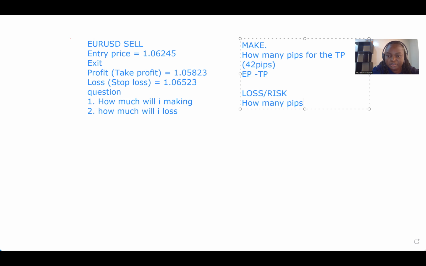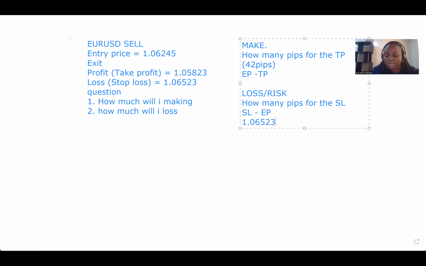How many pips for the stop loss? Now this time around, it will be SL, stop loss, minus EP, entry price. That's the formula: stop loss minus entry price. Now, what is the stop loss?